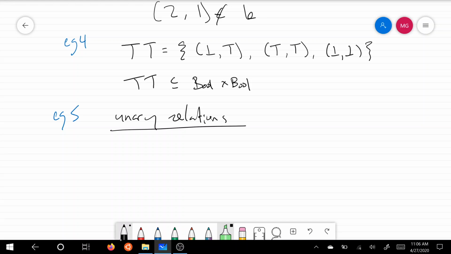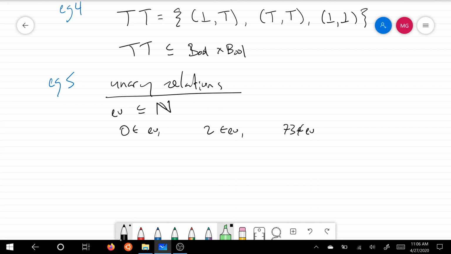So let's look at 2. So the first one is even, right? We've actually defined that already. EV is just a subset of N. We identify a subset of the natural numbers which satisfy the EV predicate. So we gave rules for that such that 0 is in EV, 2 is in EV, but 73 is not in EV. Okay, here's another one. It'll be the last for this video.